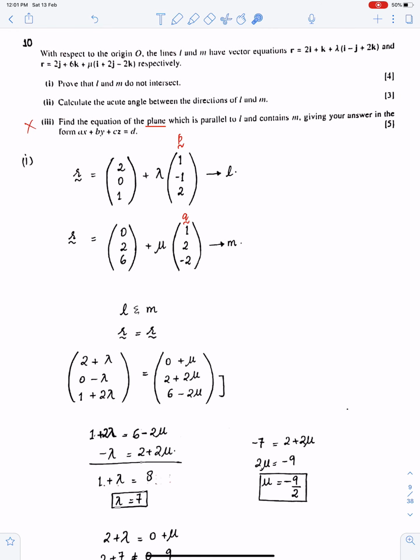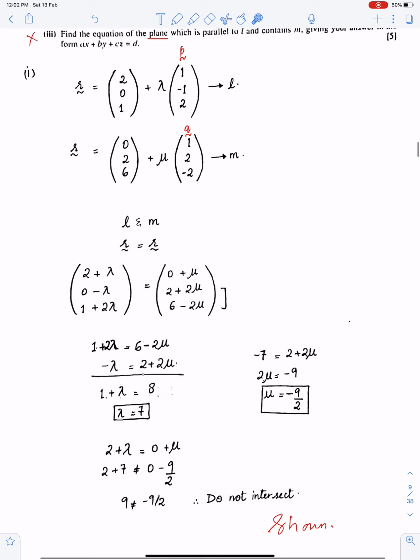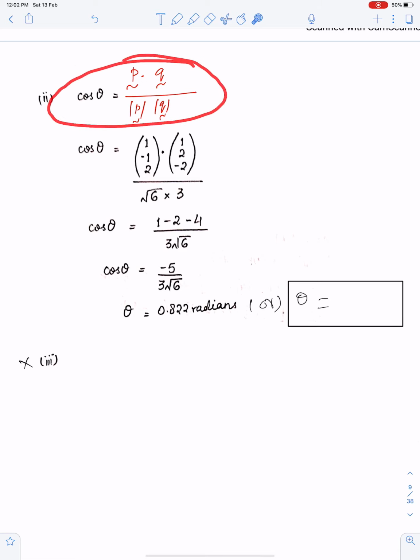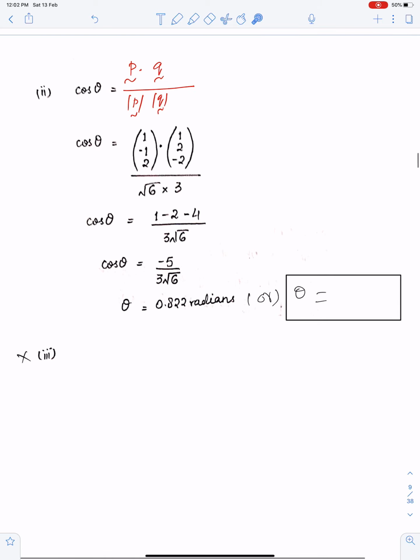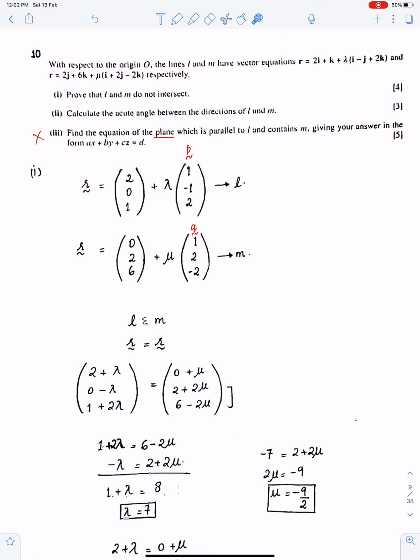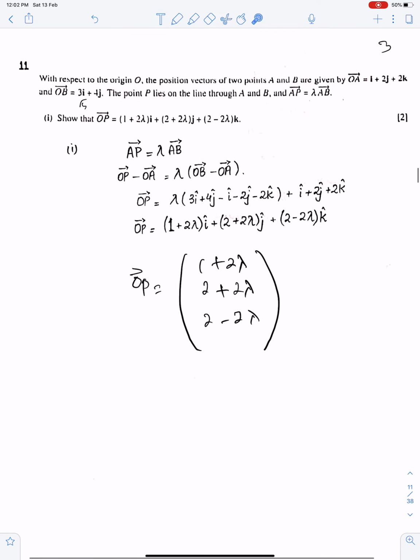Now the second part is calculate the acute angle between the lines. So by using the scalar product, we can get the acute angle. This is the formula of the acute angle, or the angle between two lines. Give your answer in degrees up to 1 decimal place. Part 3 is not in our syllabus because it involves planes. Leave all the questions of planes.